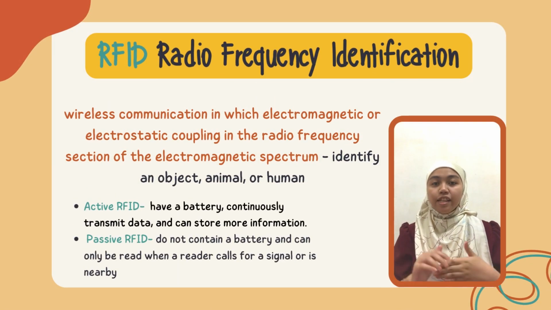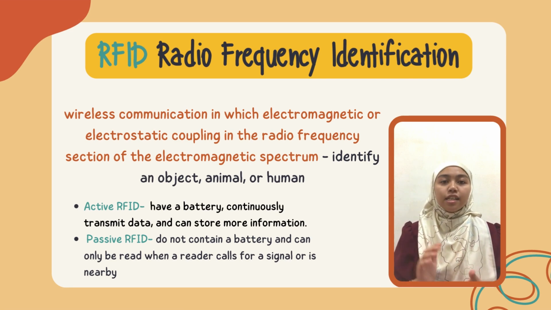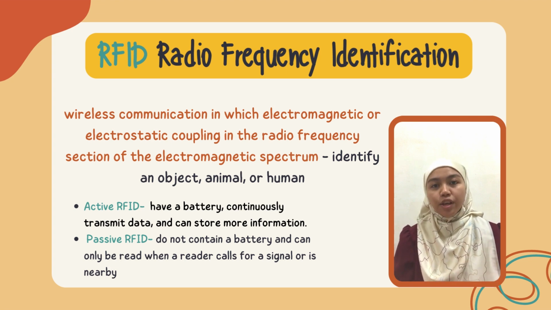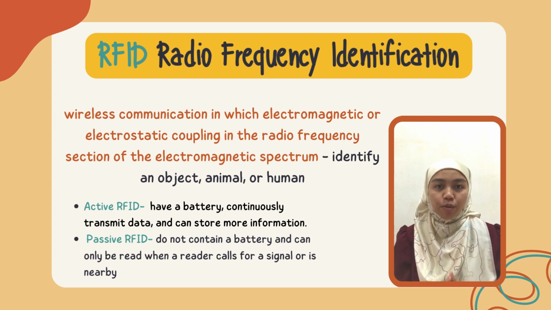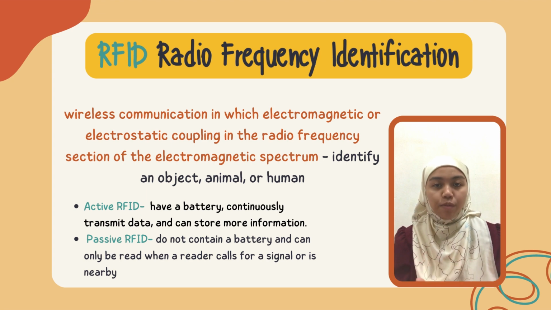Radio frequency identification, known as RFID, is a type of wireless communication in which electromagnetic or electrostatic coupling in the radio frequency section of the electromagnetic spectrum is used to uniquely identify an object, an animal, or a human.